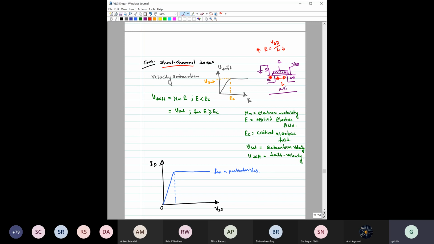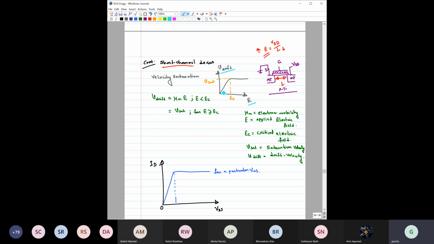So what is the impact of this high electric field on the mobility or carrier transport of a particular device? For example, if you consider the carrier electron drift velocity and plot the electron drift velocity versus electric field, it would look something like this.